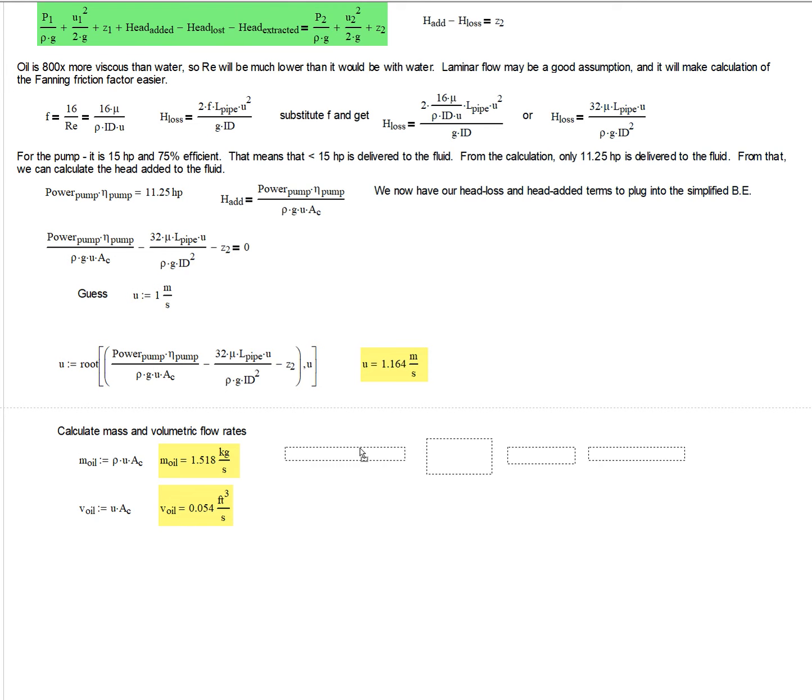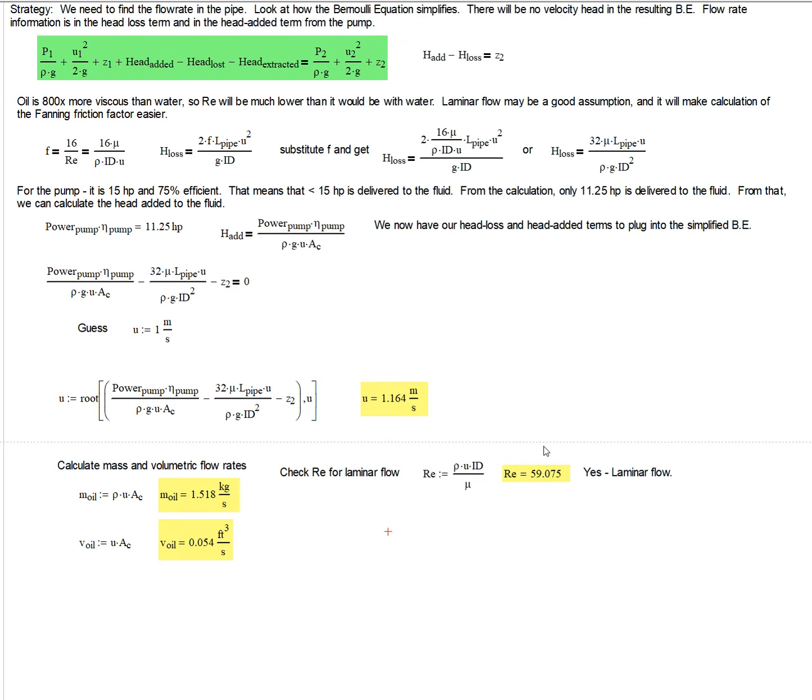And again, I should have done this earlier, but we need to calculate and make sure that our Reynolds number is indeed laminar for this assumption that we made. And yes, we have a Reynolds number of 59, much less than 2300. And so yes, we do have laminar flow.